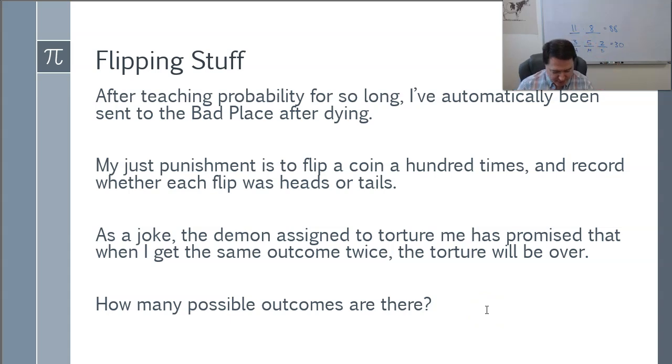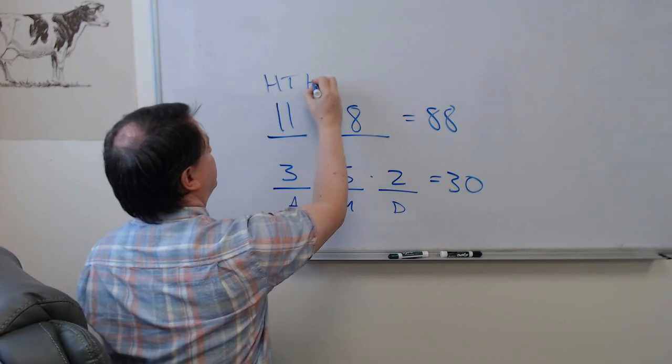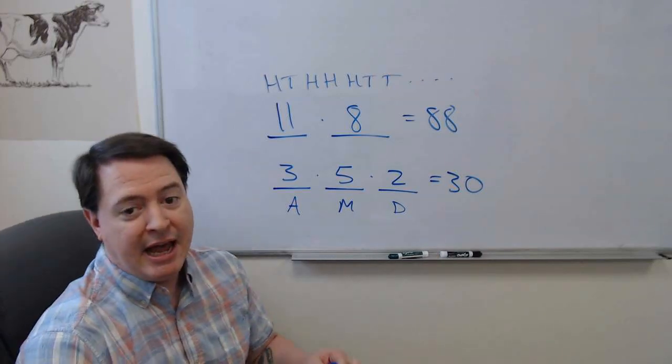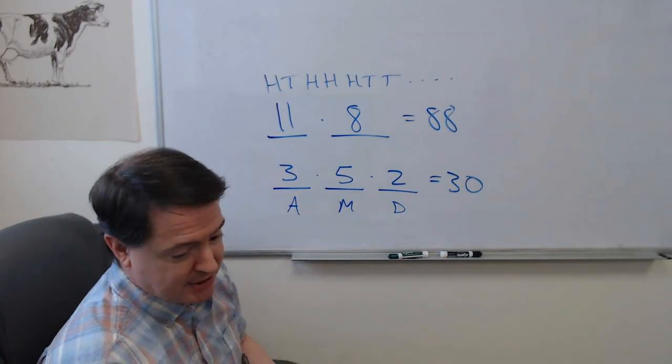So obviously, all people that teach probability end up in the same place in the end. I'm sent to the bad place after dying, and my punishment is to flip a coin 100 times and then record whether each flip was heads or tails. And I have to do this until I get the same outcome twice. In other words, I'm going to have this big long thing of heads and then tails, right? It'll be like heads, tails, heads, heads, heads, tails, tails, with 100 things written here. And the first time that I get the same 100 outcomes in a row, I get to actually stop this.